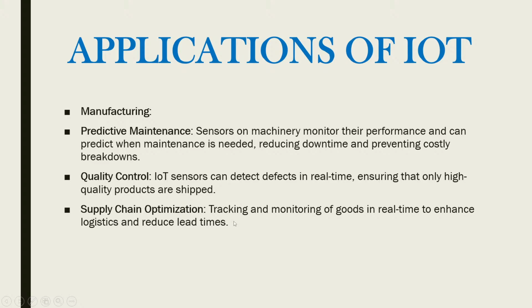Then supply chain optimization: tracking and monitoring of goods in real time to enhance logistics and reduce lead times. Otherwise you are anticipating for something to happen, and that means you have to waste resources. You don't know when the truck is arriving, so you have to assume that it will arrive at a particular time, and you have to make arrangements for the unloading staff, and they might be working on an hourly basis. So if the truck arrives late by 1 hour or 2 hours, you still have to pay them because they were there. That type of thing can be reduced or eliminated if we have this type of supply chain monitoring system.